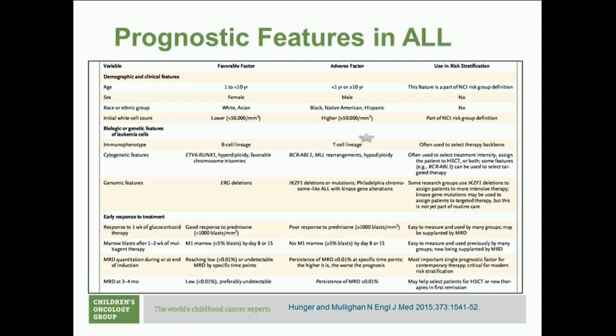So initial white count is very important. If it's less than 50,000, you've got a very good prognosis. If it's higher than 50,000, your prognosis is worse. Again, part of that NCI risk group definition.